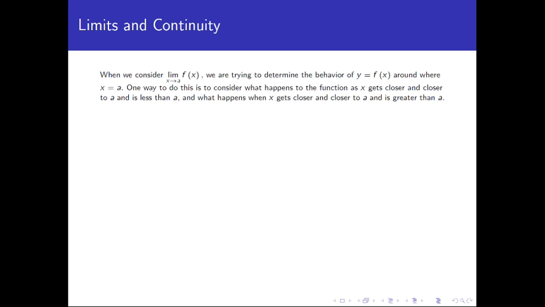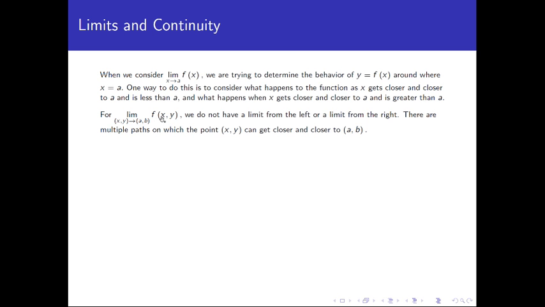One way to do that is to consider what happens when x is really close to but a little bit less than a, or x is really close to but a little bit greater than a. But those are really the only two directions that you can get closer and closer to a, right? You're on a one-dimensional axis. You can only come in from the left or the right. There's not a lot of different choices.